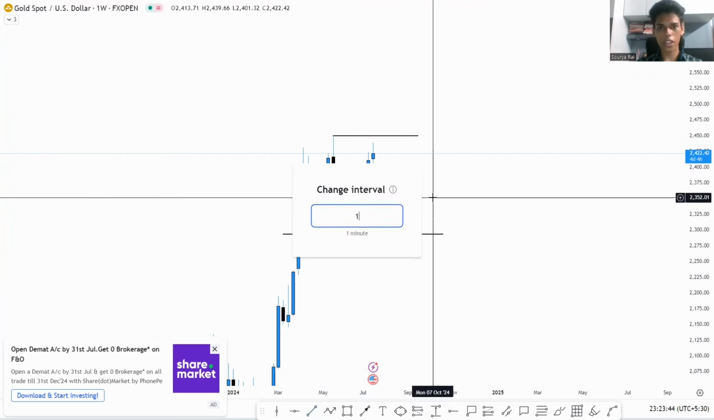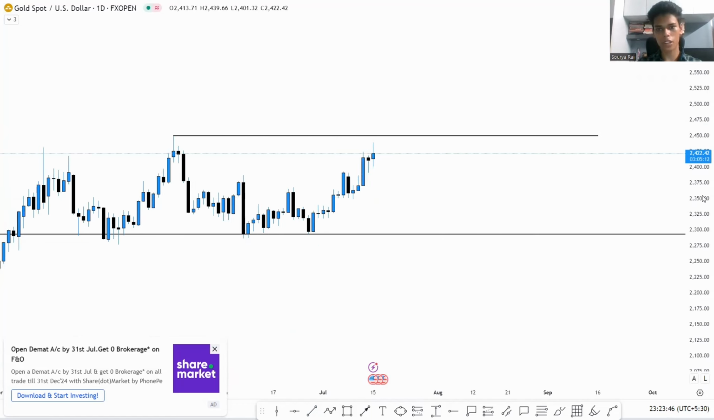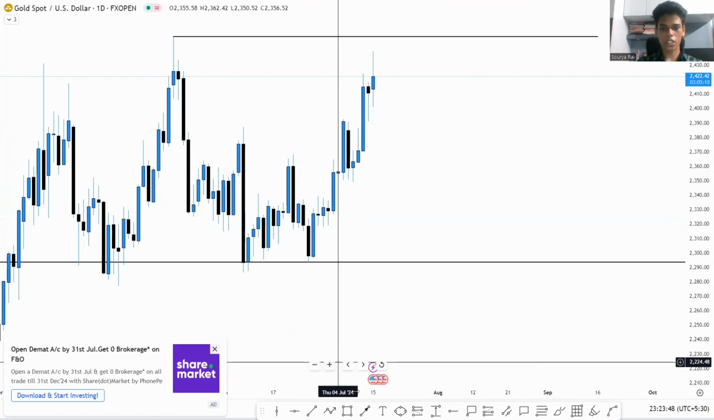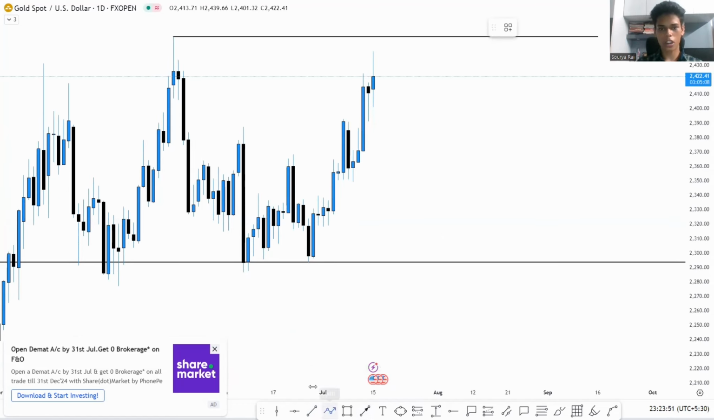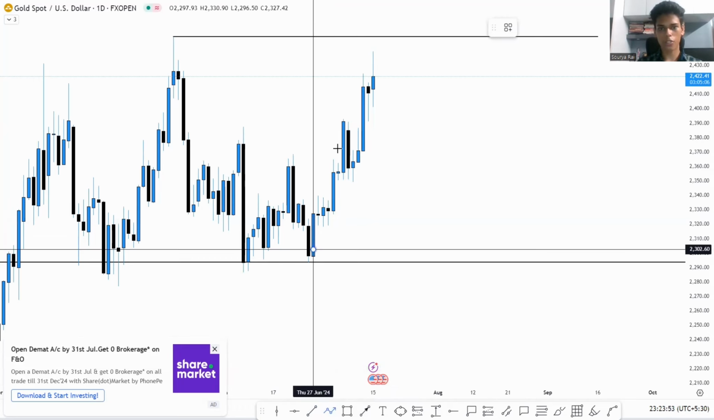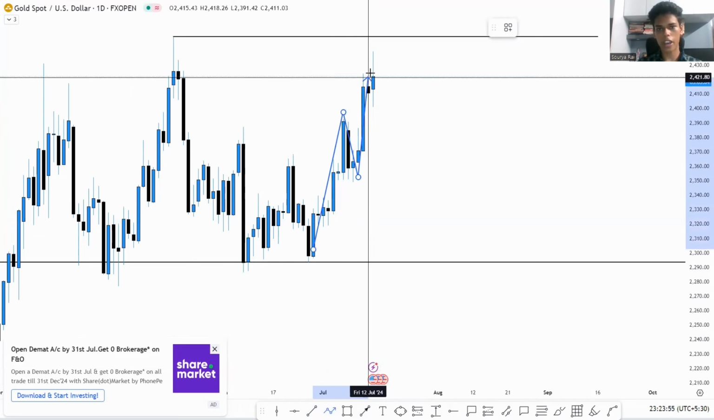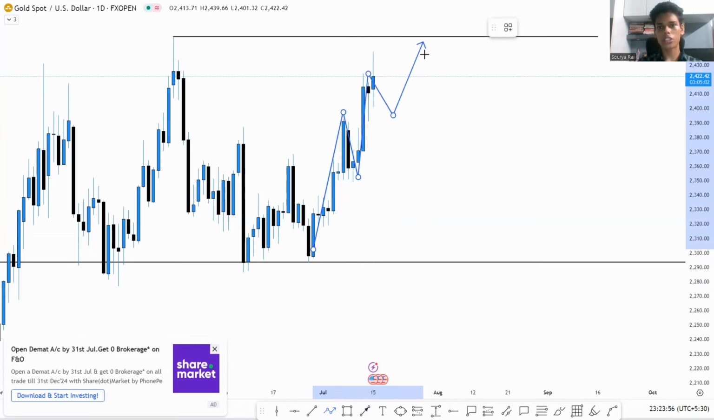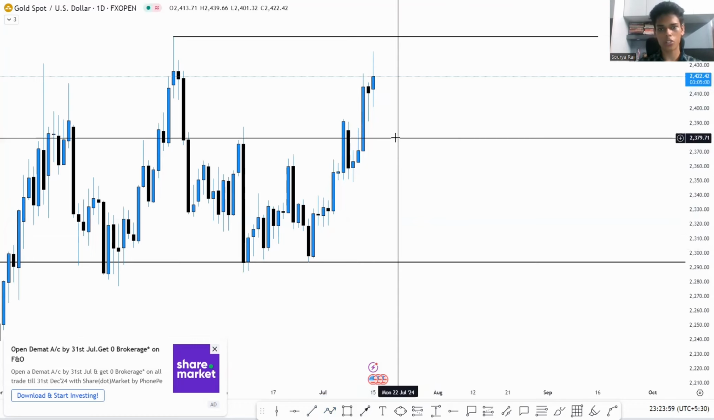And if we have a look at the daily time frame right now, as we can see, the daily time frame is also in an uptrend, creating a series of higher highs and higher lows, higher highs and higher lows. So I expect upwards movement in gold.